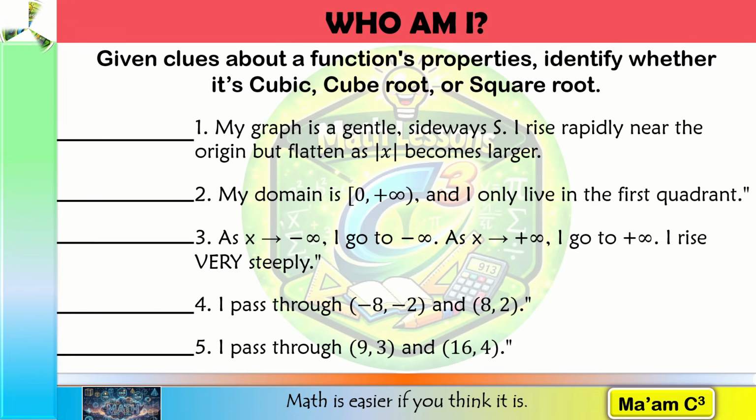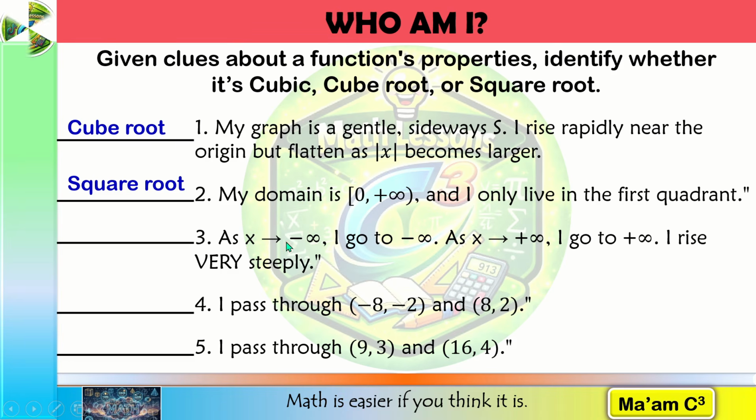Let's have an activity. Who am I? Given clues about the function's properties, identify whether it's cubic, cube root, or square root. Number 1, my graph is a gentle sideways S. I rise rapidly near the origin but flatten as the absolute value of x becomes larger. This is cube root. Number 2, my domain is from 0 to positive infinity and I only live in the first quadrant. This is for the mother function. And what is this? It is square root.